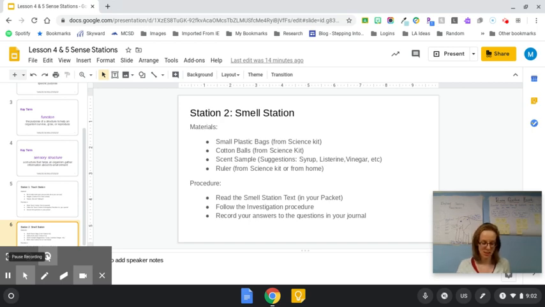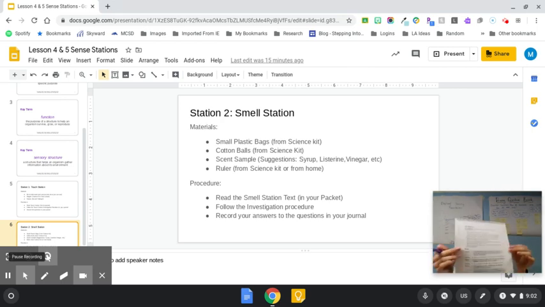Similar to the touch station, you're going to do a couple of things. You first want to read the text about what animal you're comparing to. So for the smell station, you are comparing to the smell sense of a dog. So how well can a dog smell something?